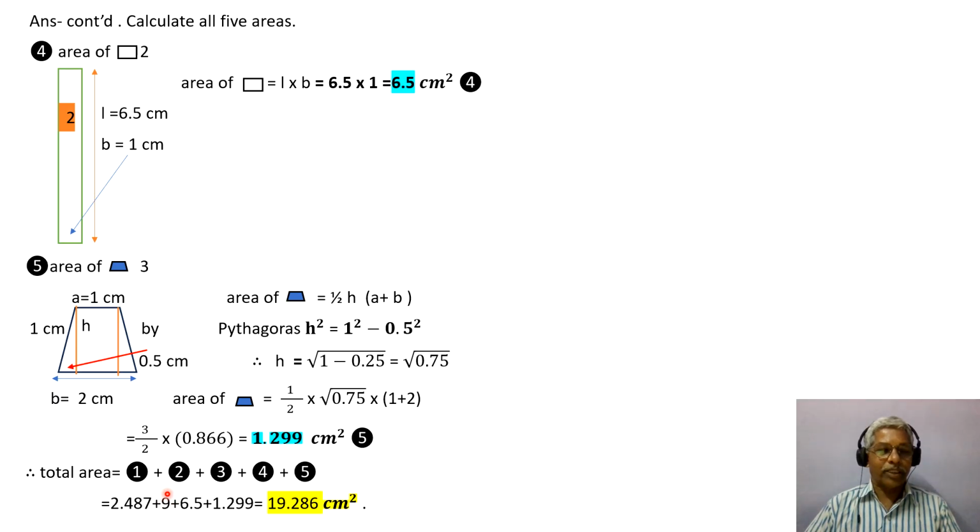Okay, so this is the area of the triangle. So all four quantities, so 19.286 centimeter square will be your answer.